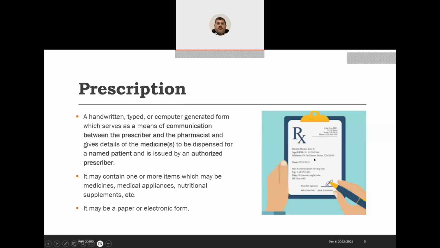Physician. The prescription may contain one or more items: medicines, and it can be medical appliances, for example, watches, or wrist support, which are medical appliances. It can also have nutritional supplements. And as we mentioned, it may be paper or electronic form.